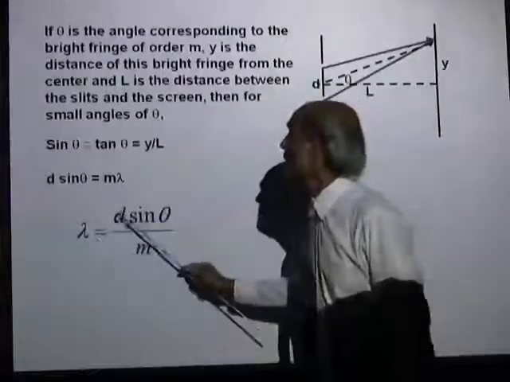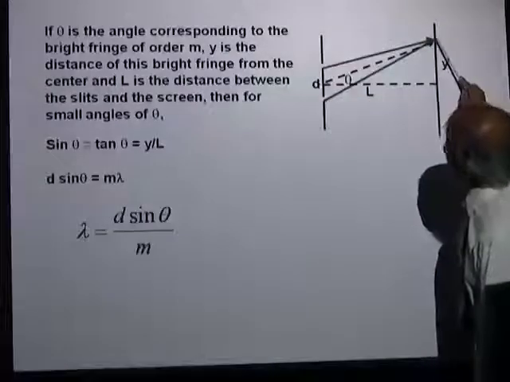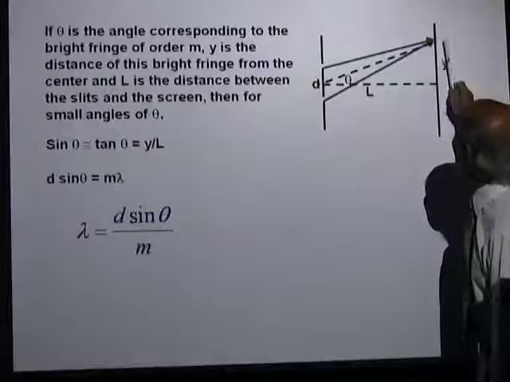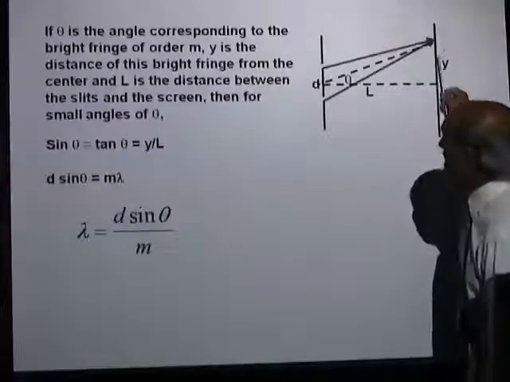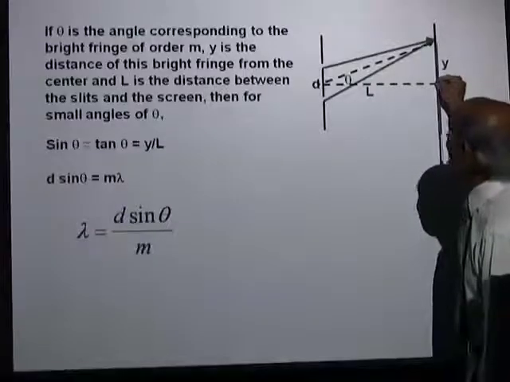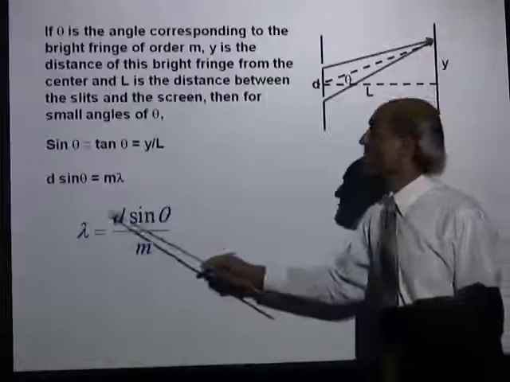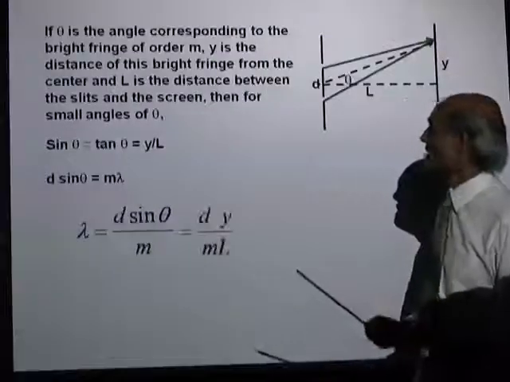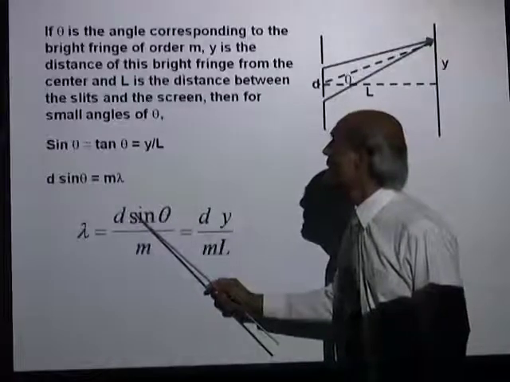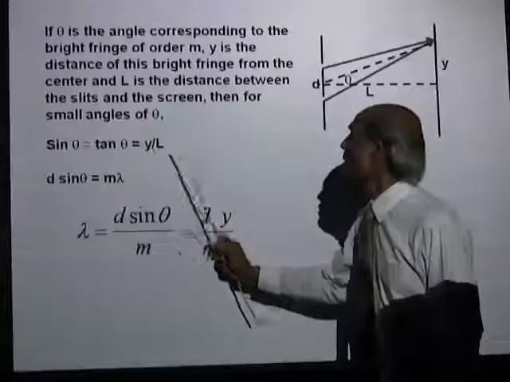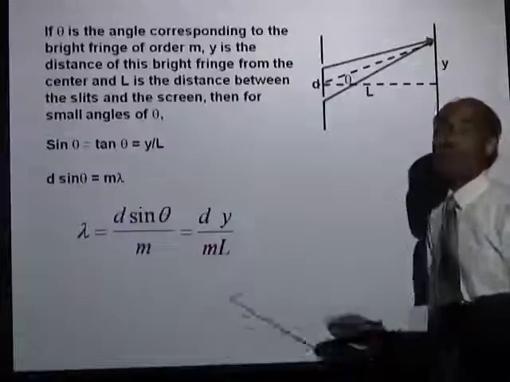That means lambda equal to d sine theta over m. So if you can identify a bright fringe which is at the mth order and measure that distance y, you can actually calculate the wavelength. So lambda equal to d sine theta divided by m, where I'm going to replace sine theta by y/L. So lambda equal to dy divided by mL.